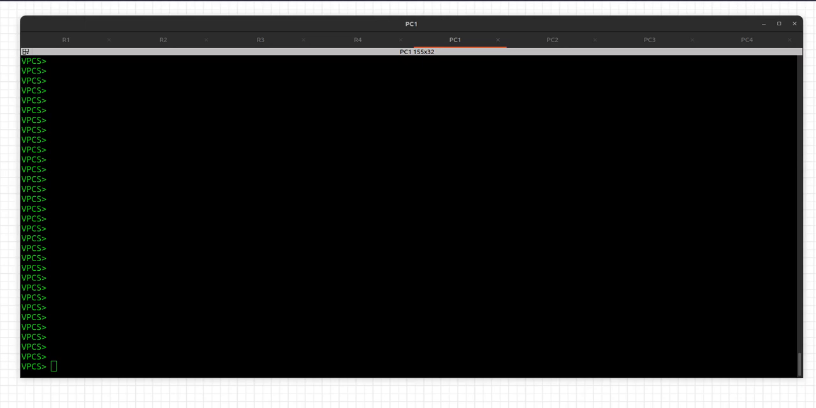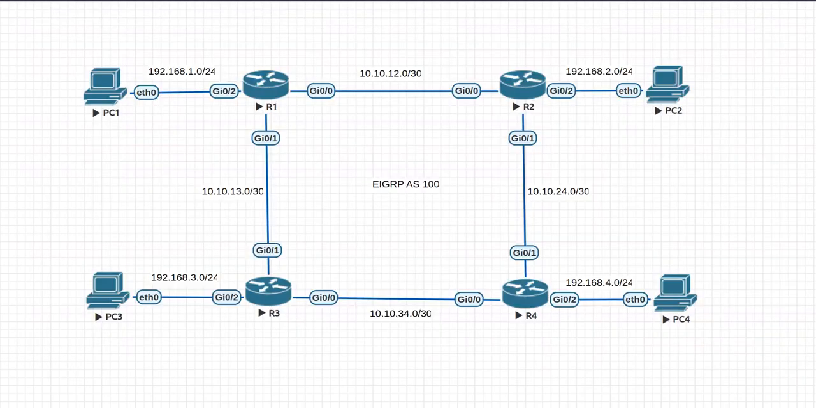Hello everyone. In today's lab, I'm going to configure basic EIGRP. EIGRP is a dynamic routing protocol created by Cisco. EIGRP is known for fast convergence. EIGRP can load balance over unequal cost links. EIGRP uses the DUAL algorithm, or Diffusing Update Algorithm.